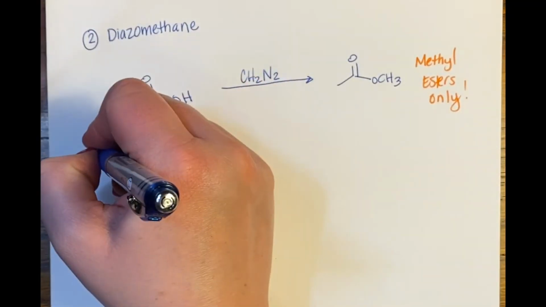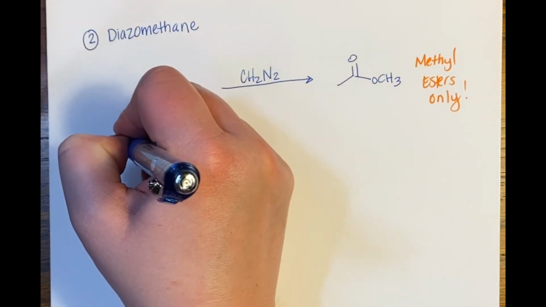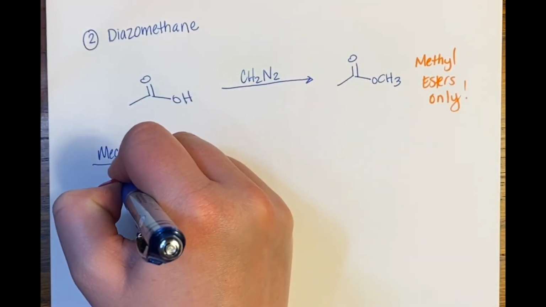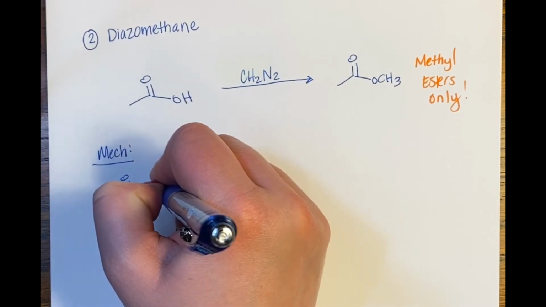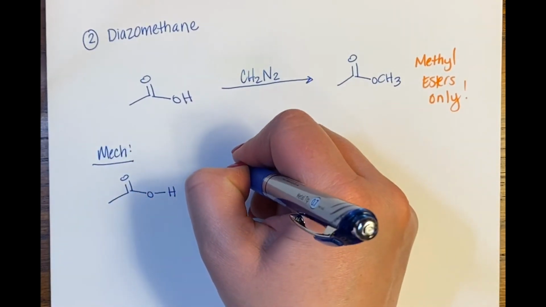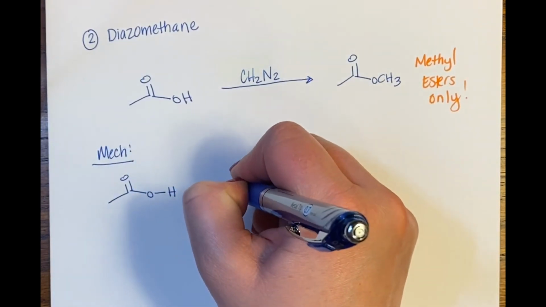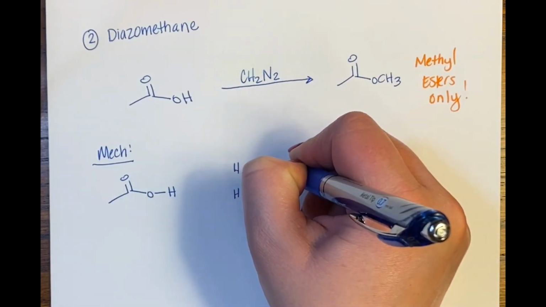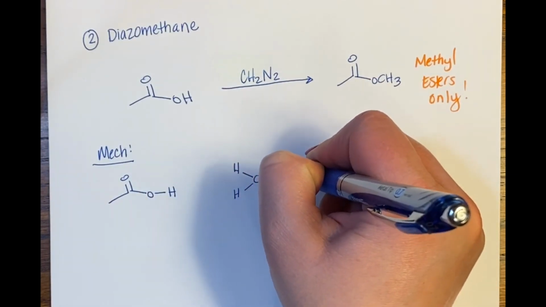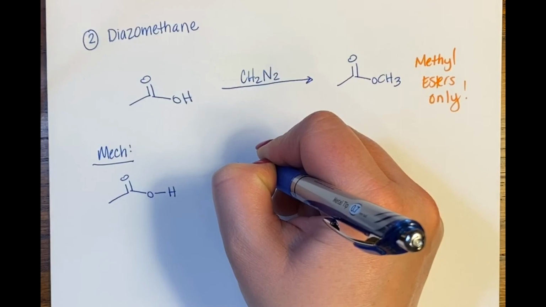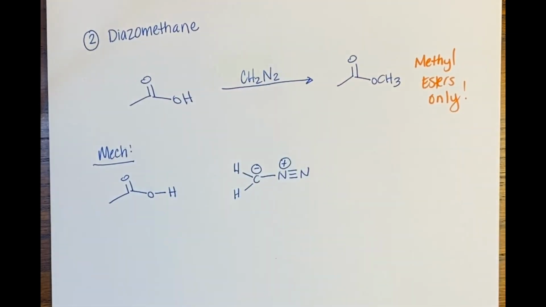So in the mechanism for this reaction, we have our carboxylic acid in a reaction with diazomethane. Remember that diazomethane is very unstable. We have to use specialized glassware, very specialized conditions in order to use that reagent. We use it at very dilute concentrations with a lot of safety precautions to prevent any sort of explosion.